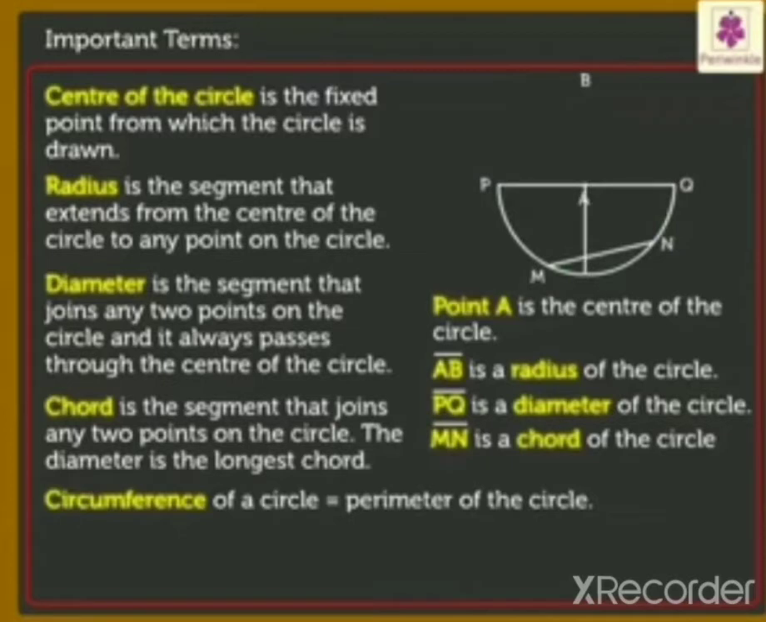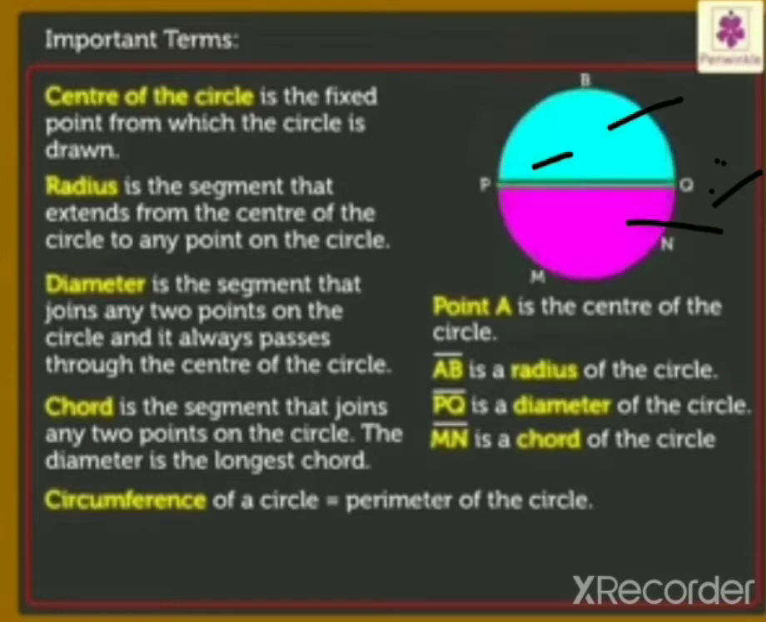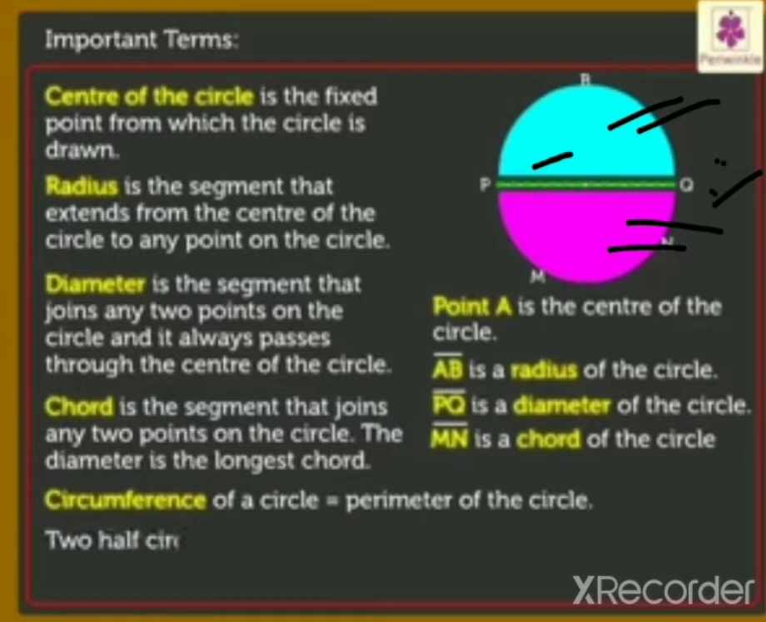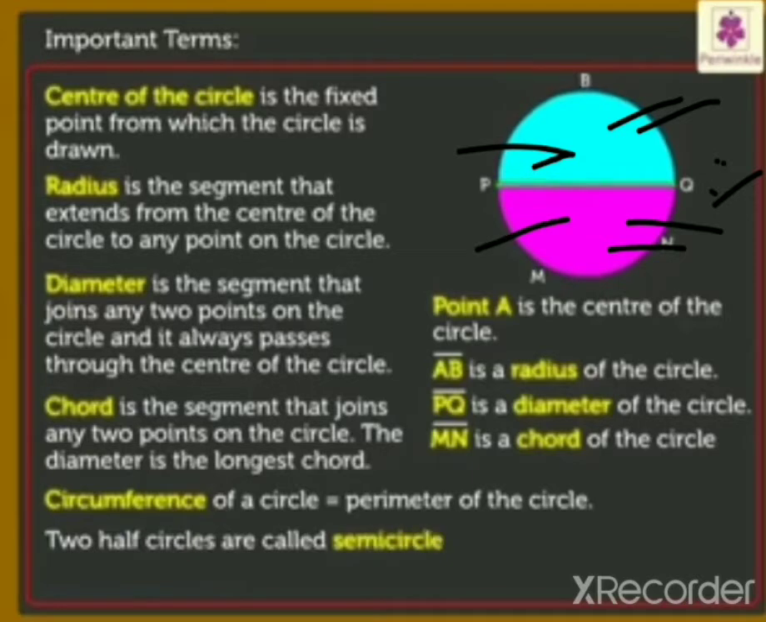Now next is semicircle. What is semicircle? When we divide this circle along the diameter, okay, this green line shows diameter. When we fold this circle along this diameter, then these two parts, you can see in the picture, pink and green part, these two are semicircles. We call them as semicircle. When we divide circle along its diameter, means we are dividing it into 2 parts. Okay, so this is semicircle, this green part and this pink part, these are semicircles of this circle.